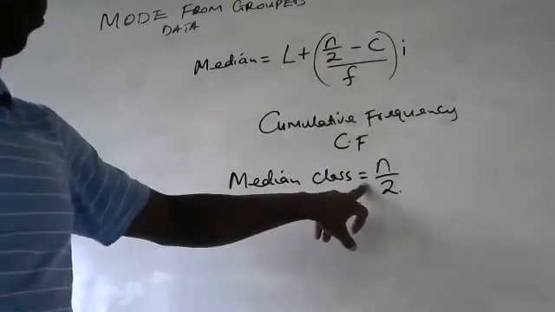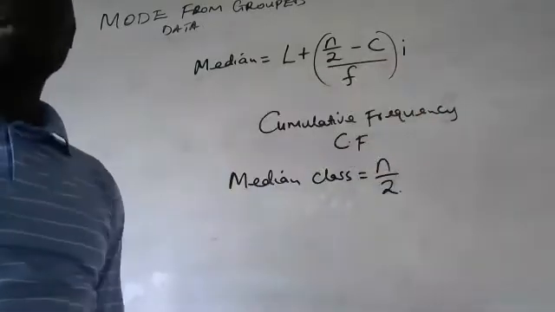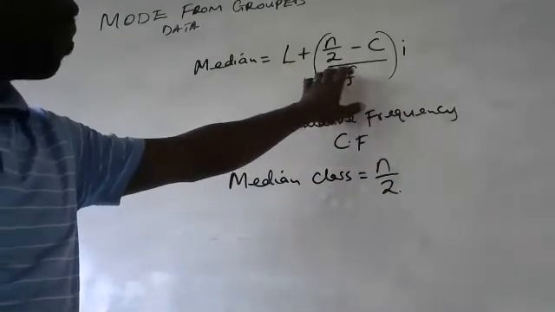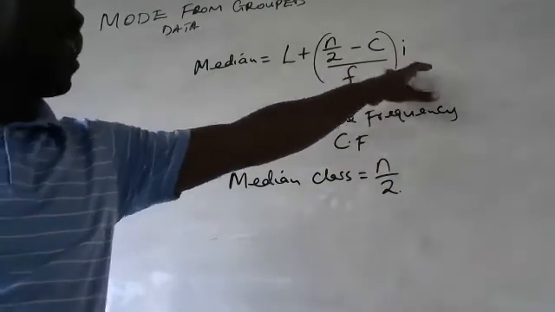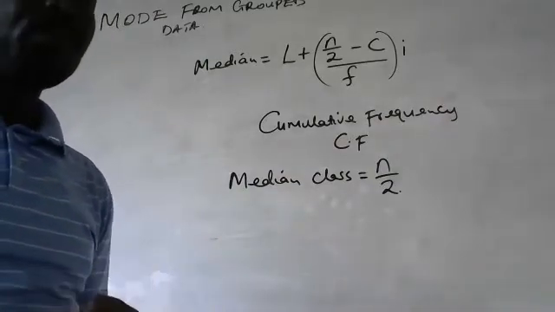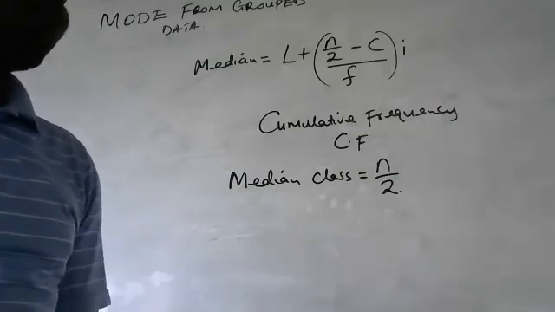After getting the median class, the lower limit of that class is the L. N over 2 is what we did here. C is the cumulative frequency above the cumulative frequency that you have selected. And then F is the individual frequency of that class, and i is the class interval or the class width. That is what we did last time, which was on Wednesday.